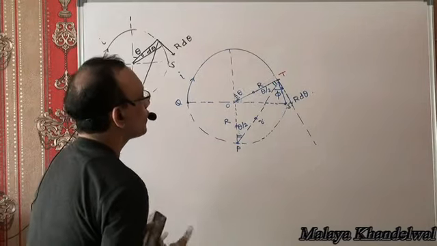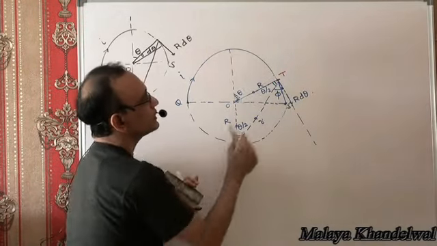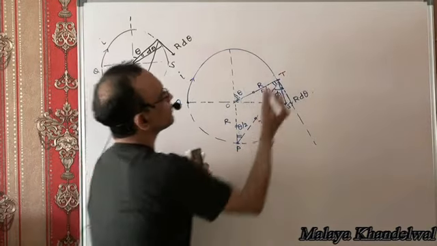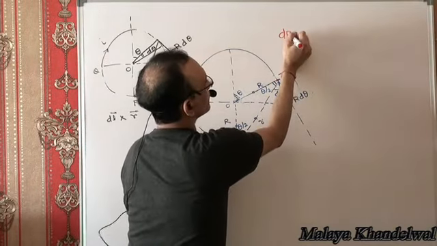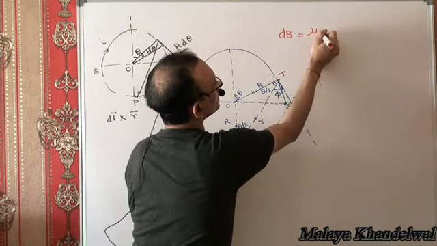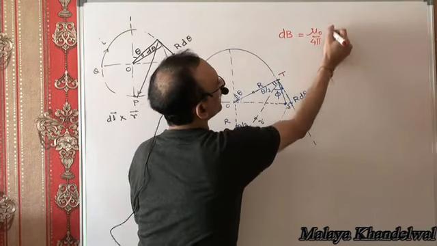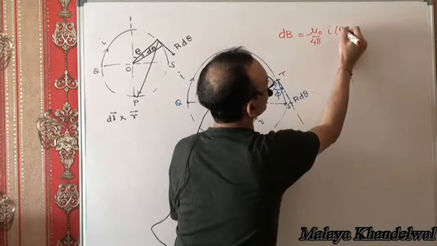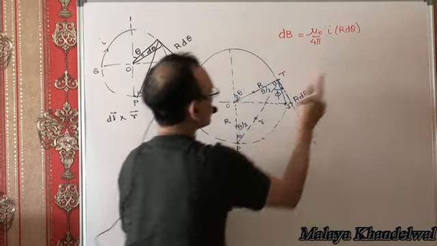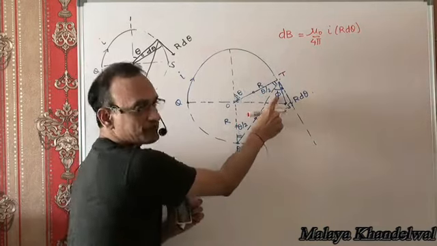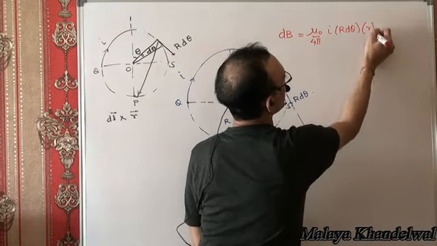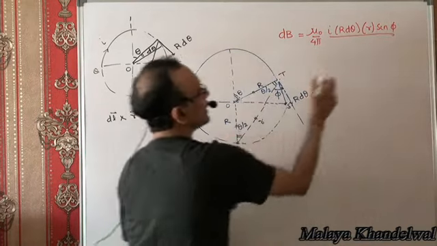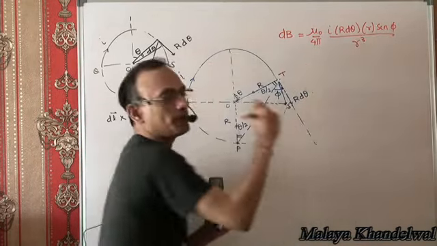Now, very clearly, the magnetic field at P, because of this r dθ, would be of magnitude given by dB is μ₀ by 4π I dl, where dl is r dθ, cross r. Cross r means r into r sin φ, divided by r cubed. That's the Biot-Savart law, and it's going into the plane of the board.